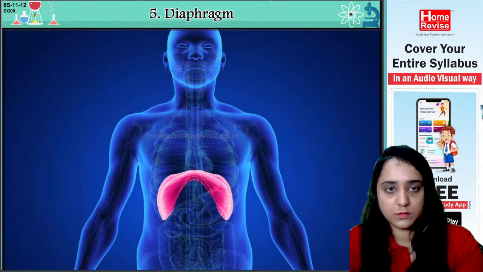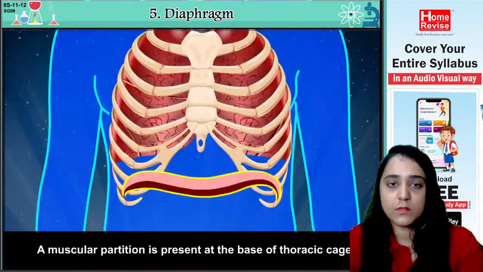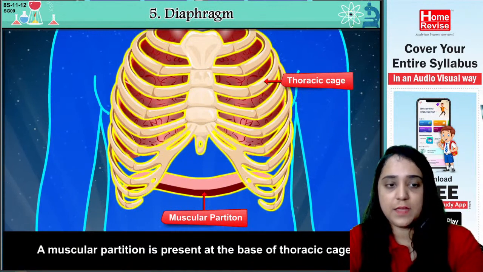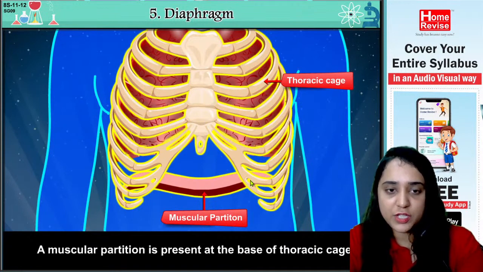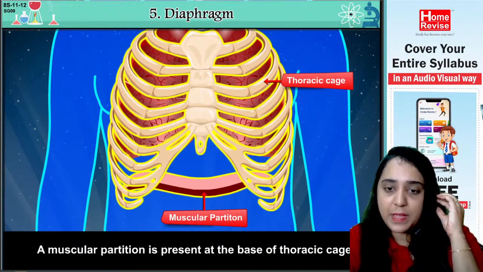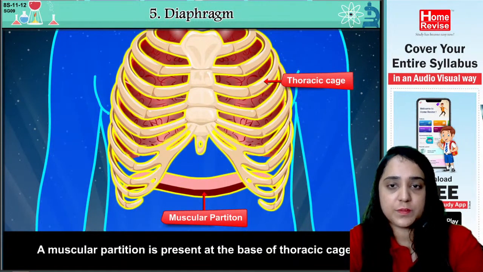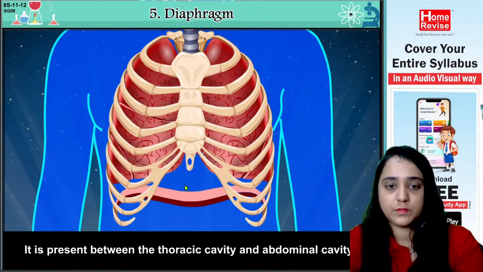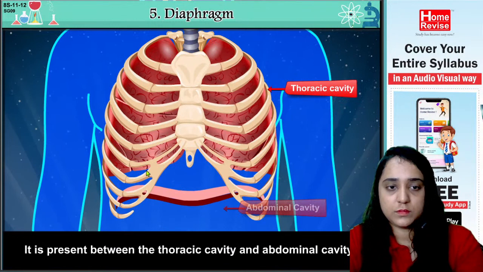5. Diaphragm. A muscular partition is present at the base of the thoracic cage. Can you see this cage, the thoracic cage? You will also find a muscular partition between it. This muscular partition is present at the base of the thoracic cage. This partition is called the diaphragm. It is present between the thoracic cavity and abdominal cavity.